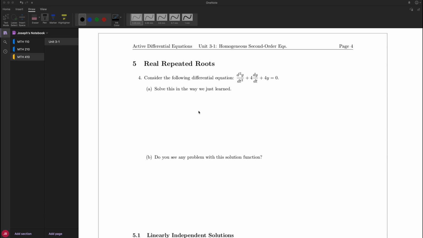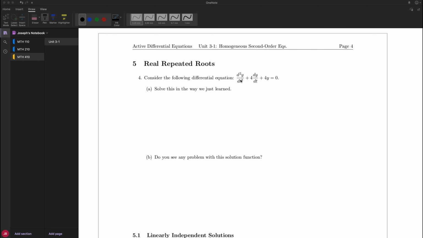Now we're going to discover what happens if we have repeated real roots of our characteristic equation. You'll notice that in the previous video, all of the roots of the characteristic equation were distinct from each other, and so there's a very easy way to proceed there. However, now let's naively try that same thing for this one.